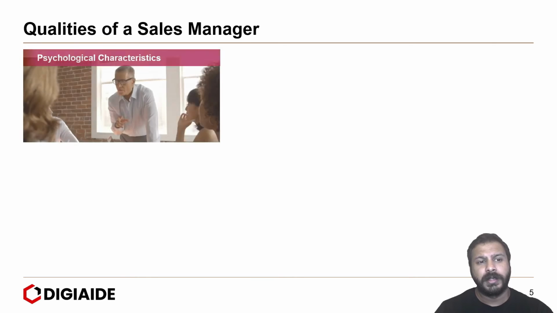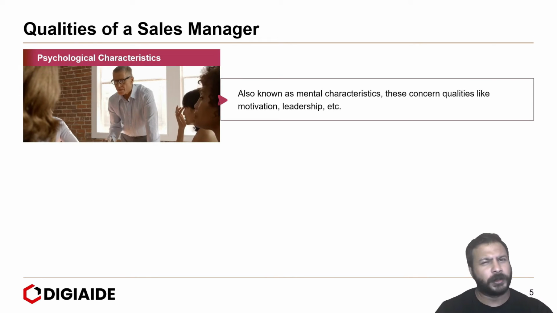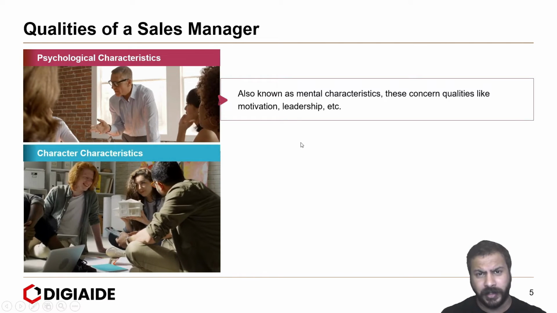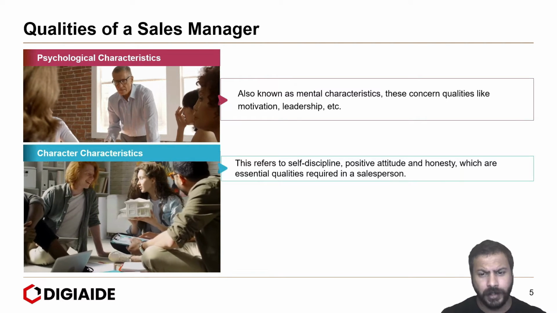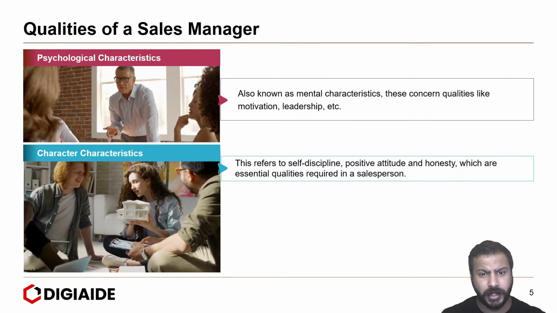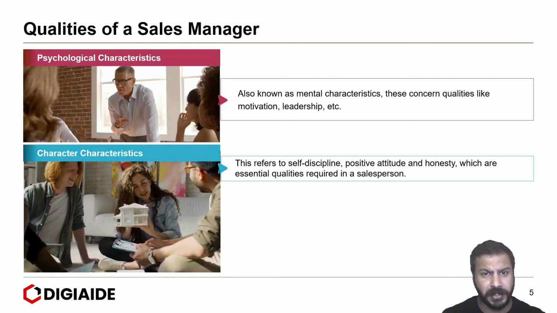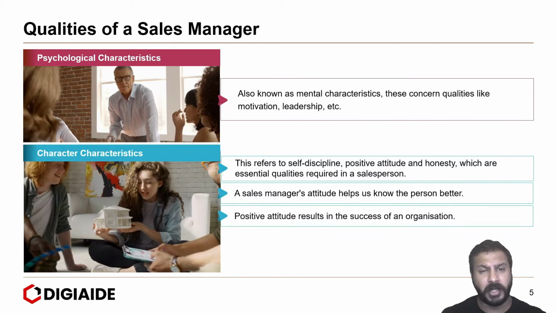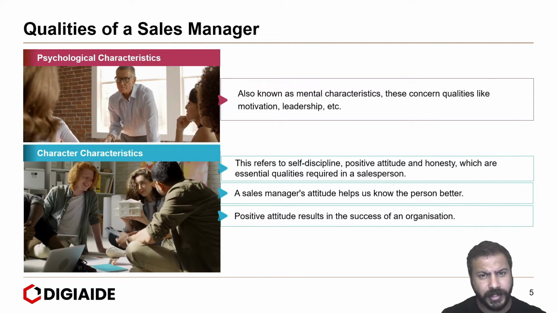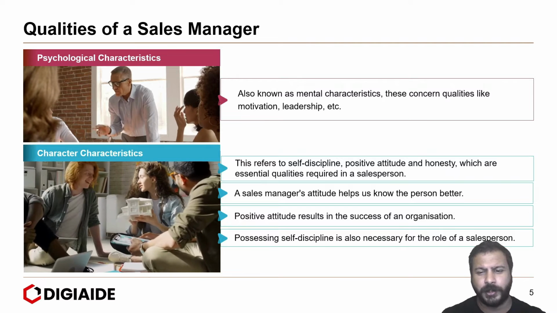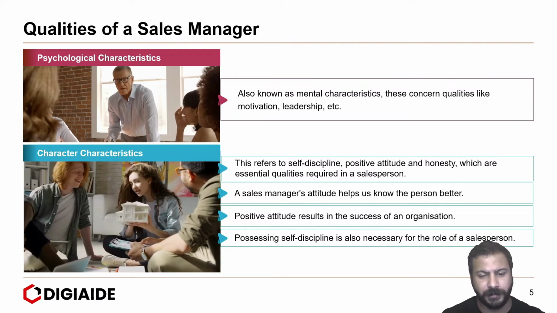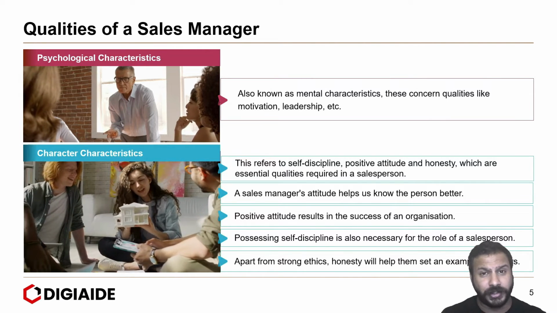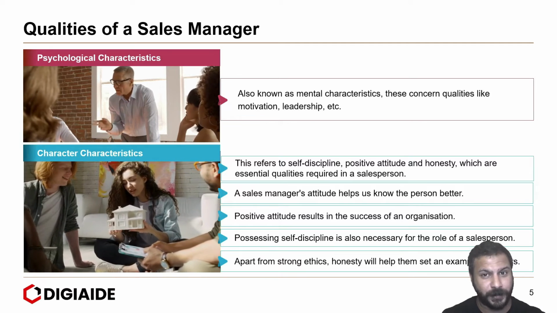Moving on. Psychological characteristics, also known as mental characteristics. These entail qualities like motivation, leadership, etc. Next, character characteristics. This refers to self-discipline, positive attitude, and honesty, which are essential qualities required in a salesperson. A sales manager's attitude helps us know the person better. Positive attitude results in the success of an organization. Possessing self-discipline is also necessary for the role of a salesperson. Apart from strong ethics, honesty will help them set an example for others.